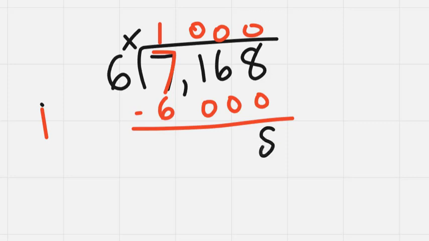8 minus 0 is 8. 6 minus 0 is 6. 1 minus 0 is 1. And 7 minus 6 is 1. 7, 6, 5, 4, 3, 2, 1. And then it's time to divide again.